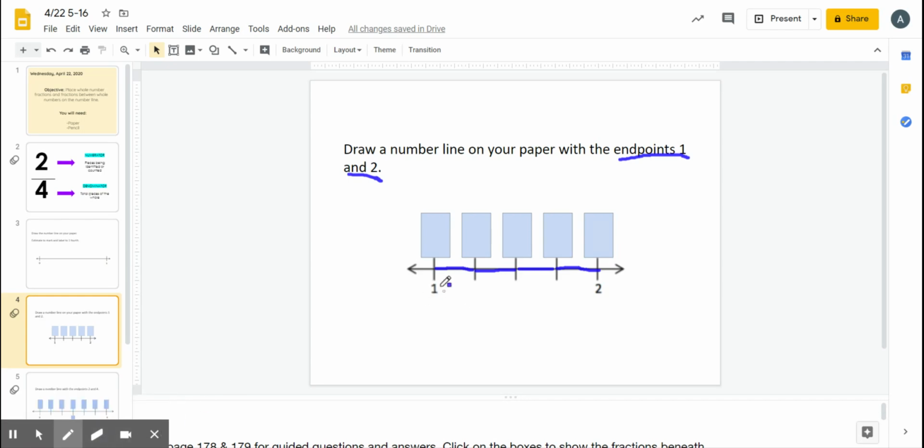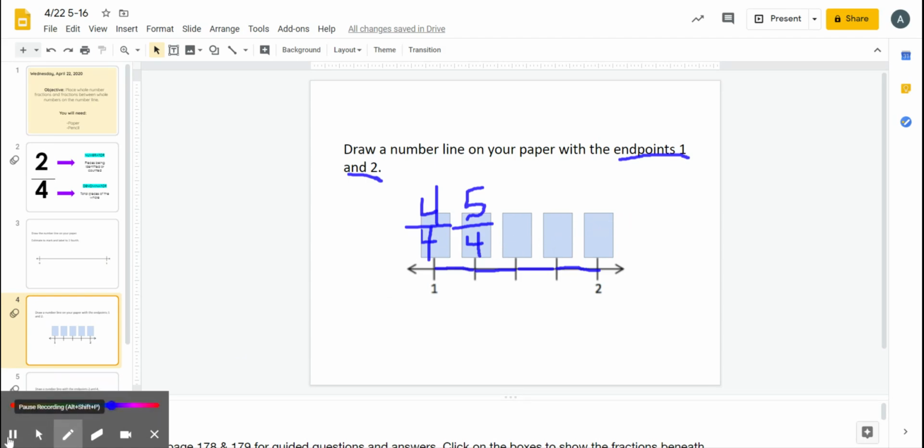Now looking at this one is 1. So we know that if my denominator is 4 and I have a whole number of 1, that means I have 4/4. So we're starting with 4/4 in this case. So if we have 4/4, what do we think our next line or our next tick mark is going to be? Right, it's going to be 5/4.